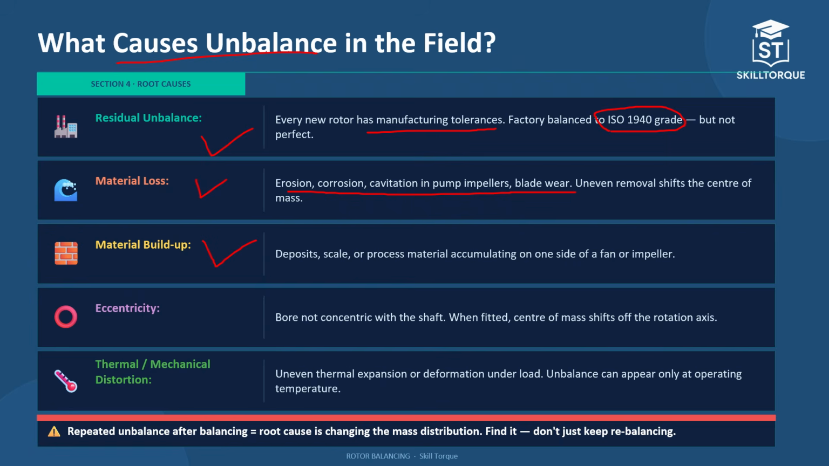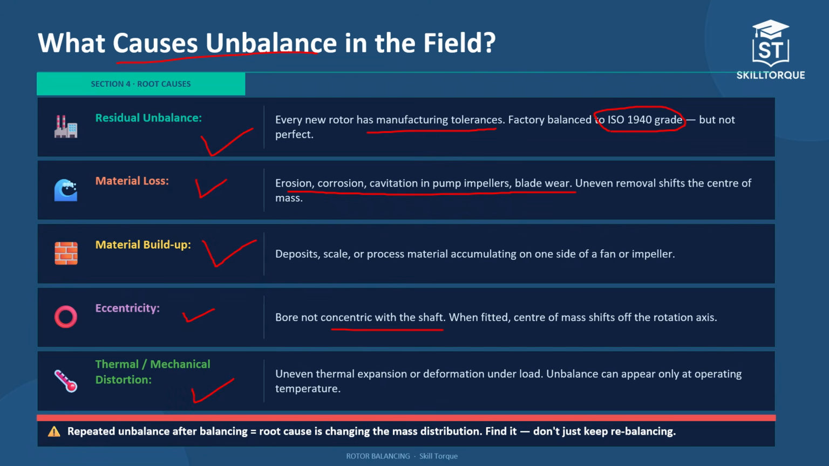Now this one is the metal buildup. Okay, so the problem is opposite. It can be anything, deposit or scale, or some process material buildup on any one side of the fan impeller, and that can also create the unbalanced force. And another one can be eccentricity, when the bore is not perfectly concentric with the shaft. In that case, the rotor is fitted, but the center of mass shifts off the rotation axis. So eccentricity can be the reason, or maybe the rotor distortion because of the thermal effects, that can also be the reason, right?